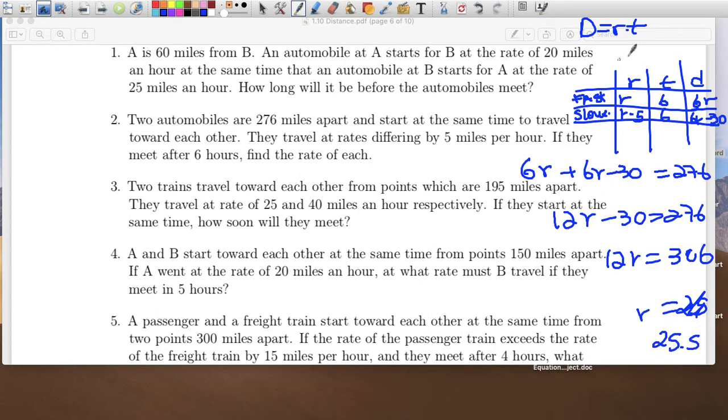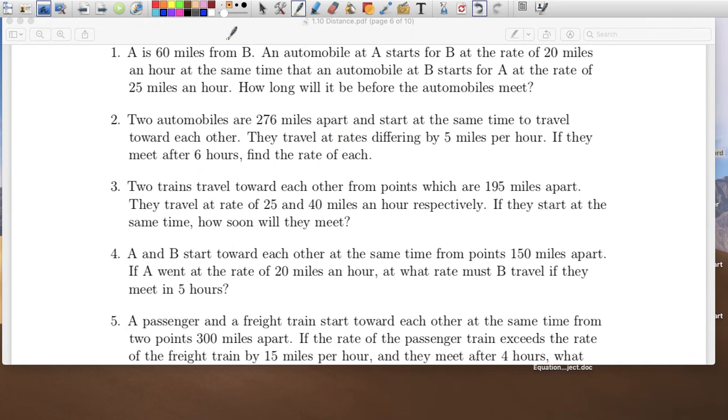25.5. So that's the speed of the faster guy. So if this is 25.5, the slower guy is 25.5 minus 5, which makes him 20.5. His speed is 5 miles slower. Okay, so that's 2, 4.